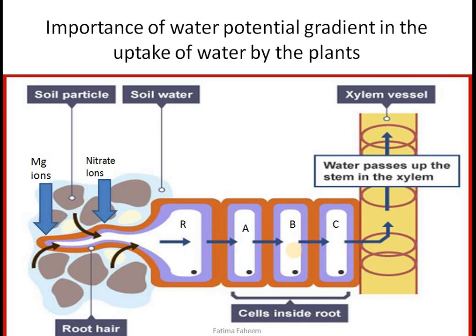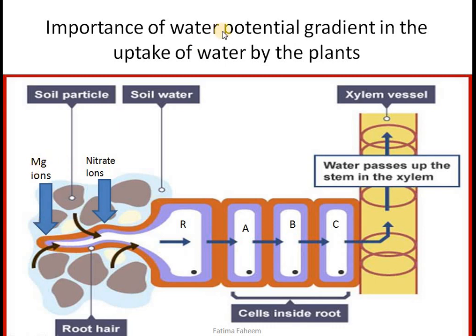Okay, next topic is the importance of water potential gradient in the uptake of water by the plants. If you remember, I have covered this topic in the topic of xylem vessel, but let me repeat here. When we read about root hair cell, I also told you this, but I am repeating here. This R indicated cell is called root hair cell. It has a long protrusion. This long protrusion facilitates more absorption of ions and water because of large surface area.